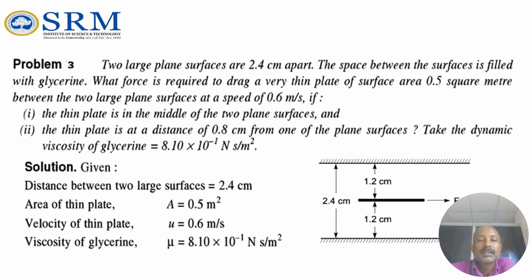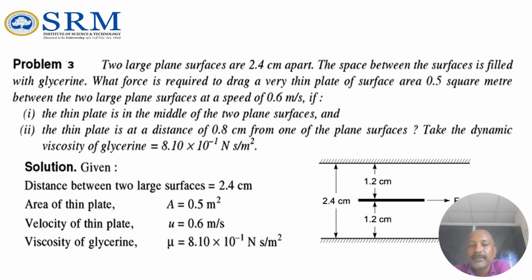So next is the third problem. Two large plane surfaces are 2.4 centimeters apart. The space between the surfaces is filled with glycerin. What force is required to drag a very thin plate of surface area 0.5 square meter between the two large plane surfaces at a speed of 0.6 meter per second?